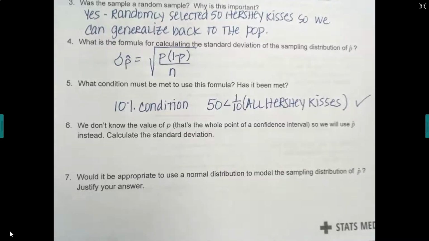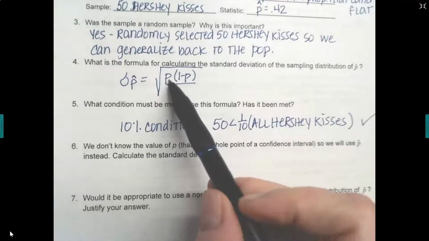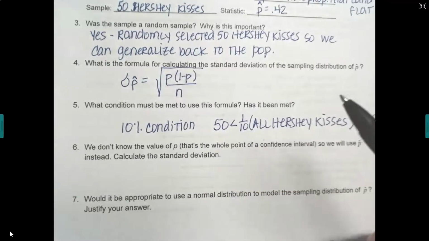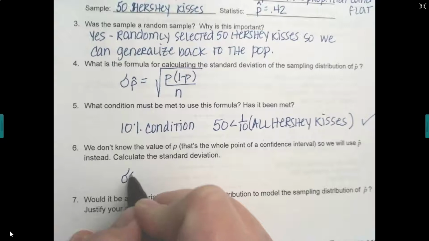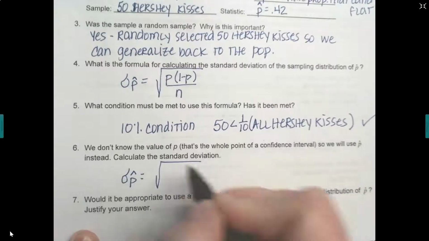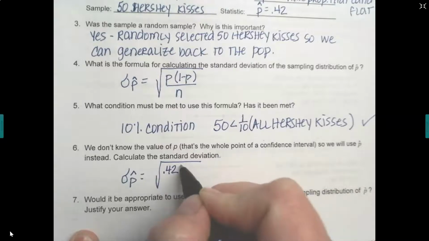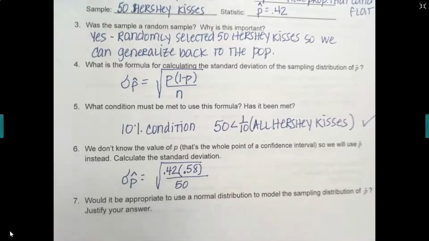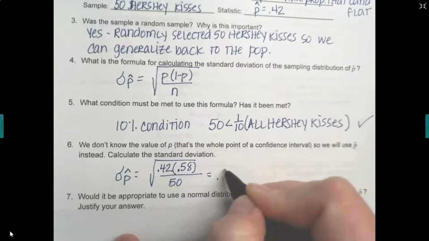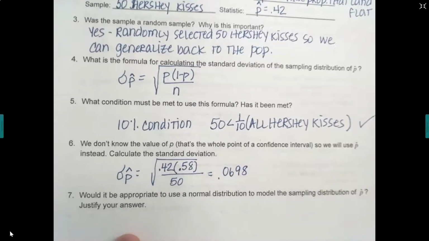Now, we don't know the value of p, so we wrote this formula using the population proportion. We have no idea what that is; that's what we're trying to find. So we're going to use p-hat instead, because that's a number we actually have. The standard deviation of p-hat equals, well, our sample proportion was 0.42. That's my success, so failure would be 0.58. And we had a sample size of 50 Hershey Kisses. When I calculated that out, I got 0.0698.